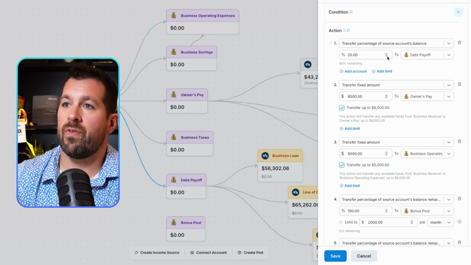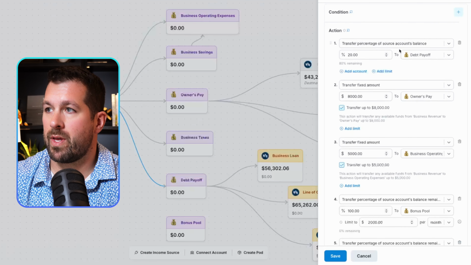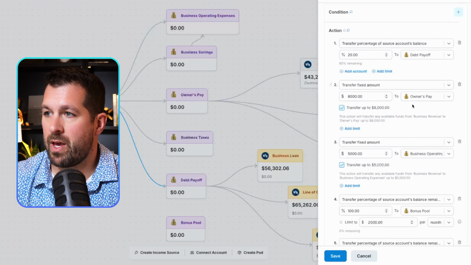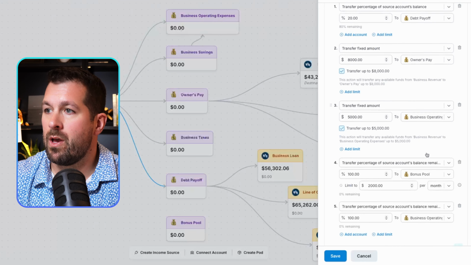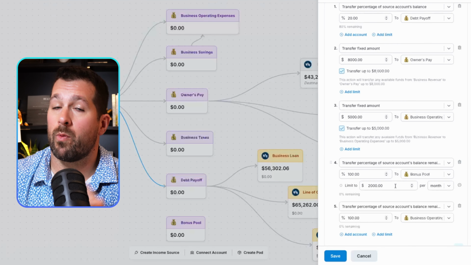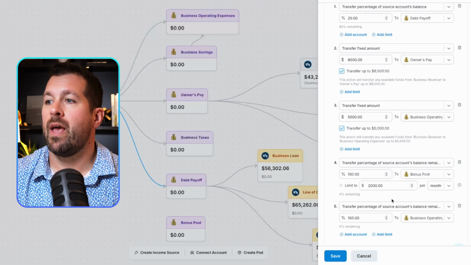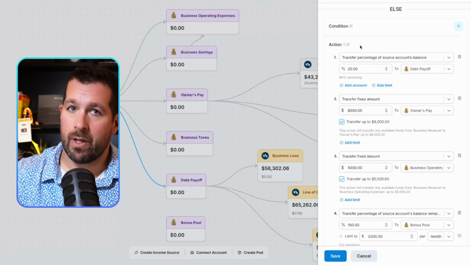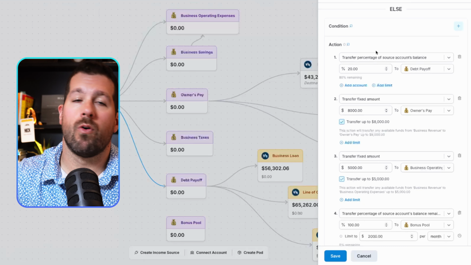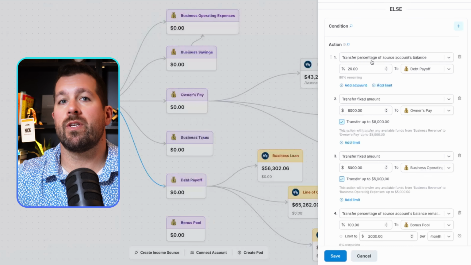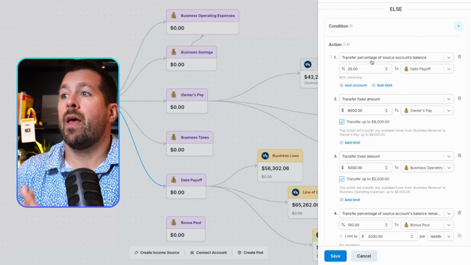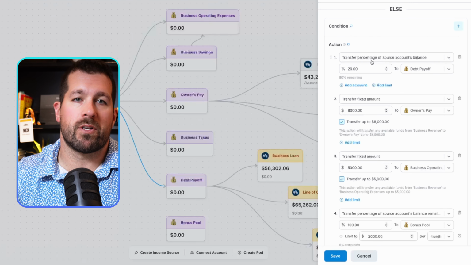So now if the business savings account is over $100,000, what will happen is 20% goes to the debt payoff, $8,000 to the owner's pay, $5,000 to the operating expenses. We have 100% of the remainder going to the bonus pool, but we're capping that at $2,000 per month. And then all of the remaining money, if there's any money left over, goes to our business operating expenses. So now in this situation, if the business savings account is over $100,000, we have all of the same rules applying, except we're taking that money that was supposed to go into the business savings and putting it into our debt payoff to further accelerate that debt payoff.